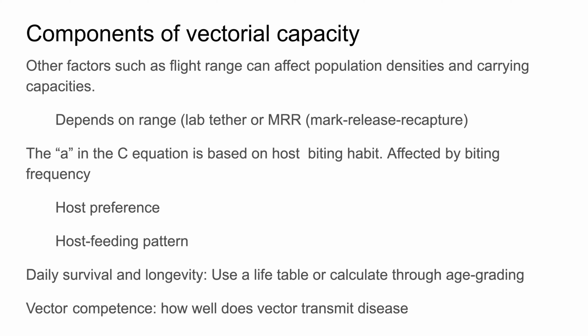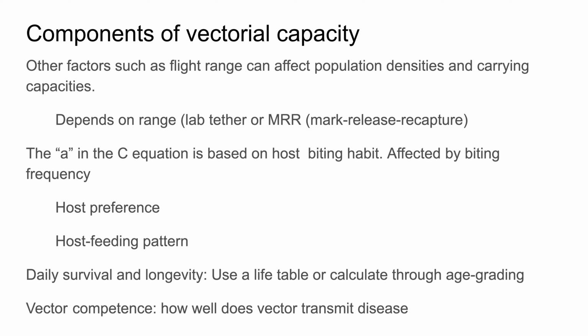Other components that affect vectorial capacity in mosquitoes include flight range. How far can these guys move? Once they take a blood meal, how far can this female mosquito fly away? That's going to depend on the range. What's interesting is I was watching a video the other day trying to figure out how they do it. There's an actual experimental machine you can purchase to tether a mosquito in the laboratory and measure their range.